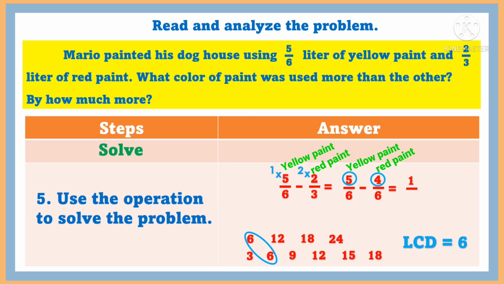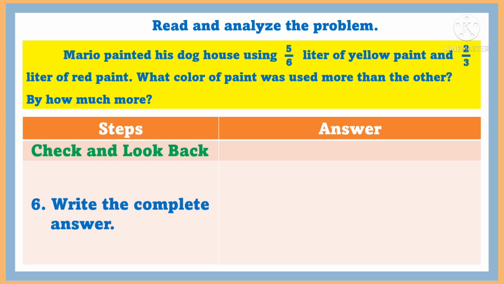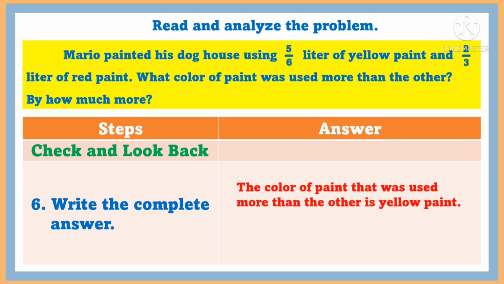5 minus 4 is 1. And then, just copy the denominator, which is 6. So, ang 1/6 ay lowest term na kasi wala nang pwedeng makapag-divide sa 1 and 6 maliban sa 1. So, ang answer natin is 1/6. Step 4 is to check and look back. And then, write the answer in complete sentence. So, the color paint that was used more than the other is yellow paint. And by how much more? 1/6.